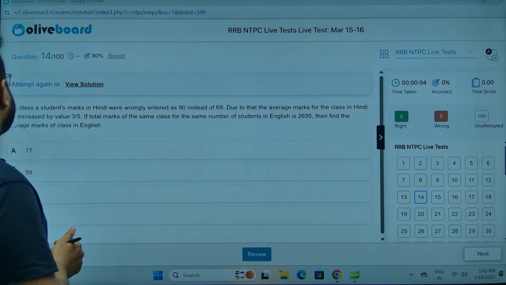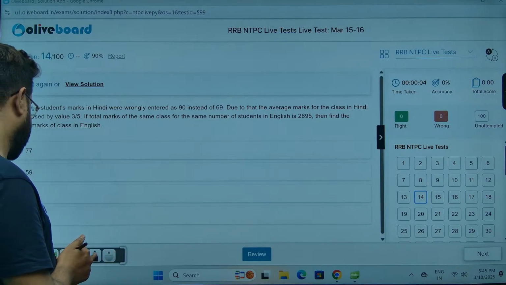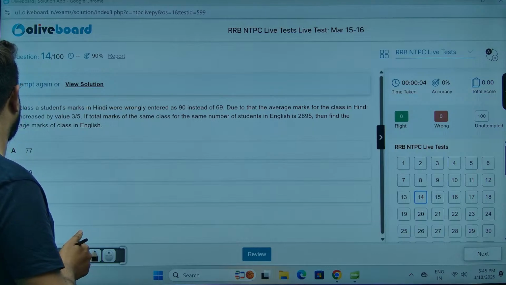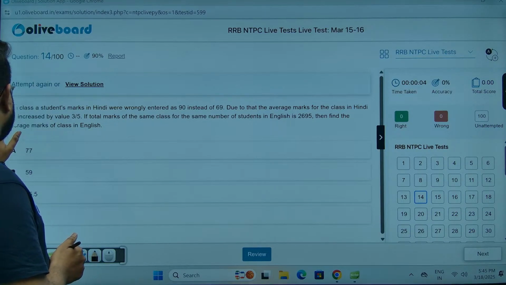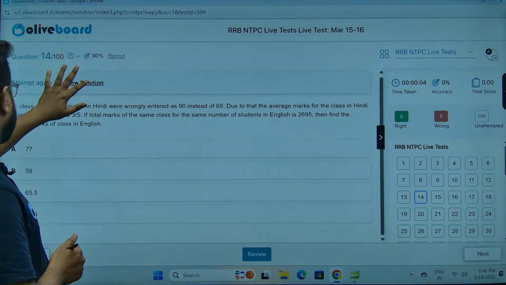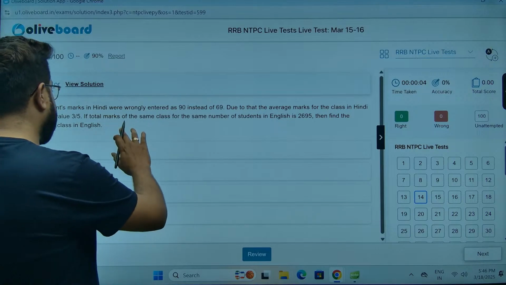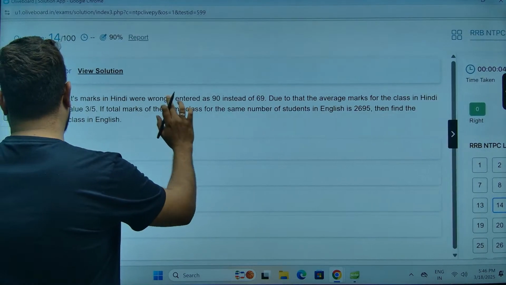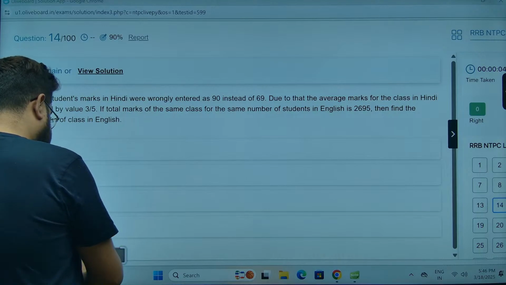Sir, chalo sir. Remove this, sorry. This stays here. Okay, fine, what can I do. Okay. Let's do one thing. Now you guys can see, I guess.